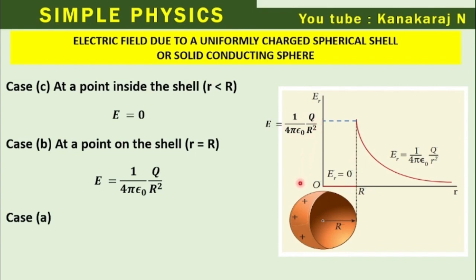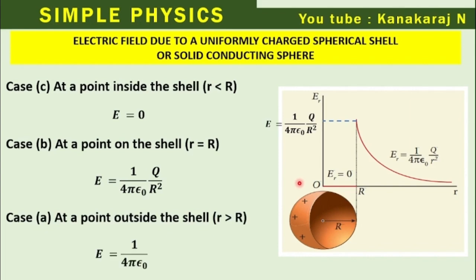Now case A, at a point outside the shell, E equals 1 by 4 pi epsilon naught Q by small r square. This is represented here by a curve, E proportional to 1 by r square.